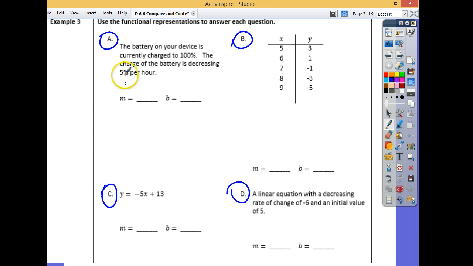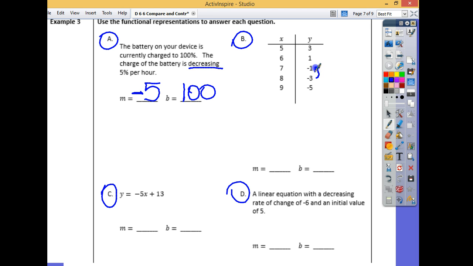The majority, what do you say my slope is here? What does it change? A -5. It decreases 5% per hour. So your slope is -5. What was its initial? What did we start out with? 100.